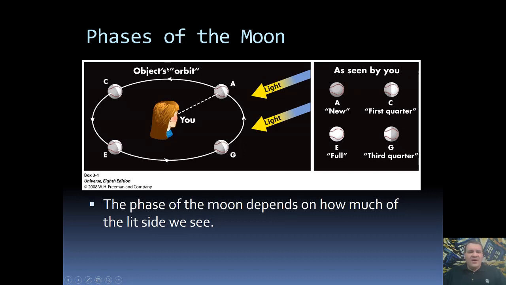As this moves along from point A over to point C, now as we look at it, we see half of the light side. Okay, so our perspective has changed because of how the ball is now oriented compared to us and the light source. Okay, so as it continues along over to point E, now as we look at the baseball, all we see is the lit side, and so on. So this is exactly what's happening with the Moon.